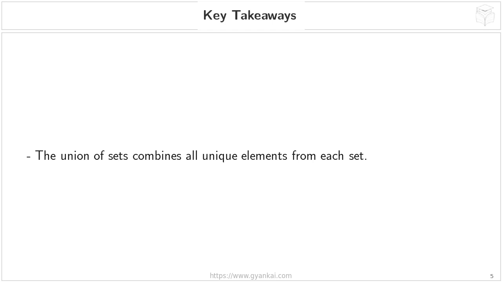Firstly, it states that the union of sets combines all unique elements from each set. Remember, when we talked about sets A and B and found A union B, we took everything from both sets, but we only listed each number once. So, if a number appeared in both sets, it only showed up once in our final union set. This is what unique means in this context: no repetitions.